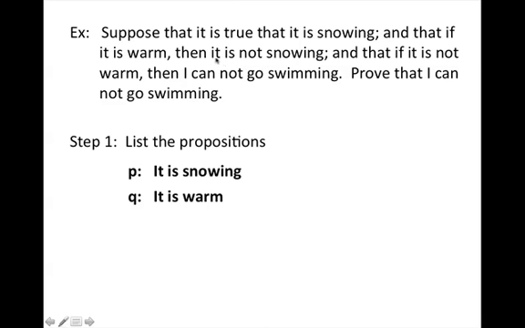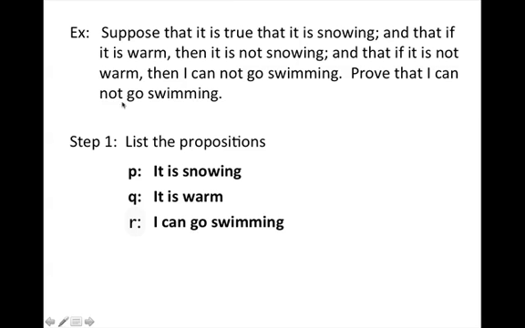The next statement is it is not snowing. Well, if I leave out the not, I have it is snowing, and I've already listed that as my P. Next, I have it is not warm. Well, if I leave out the not, I have it is warm, and that's my Q. Next, I come to I cannot go swimming. Leave out the not, and I have I can go swimming. I don't have that listed, so I need an R that's I can go swimming.